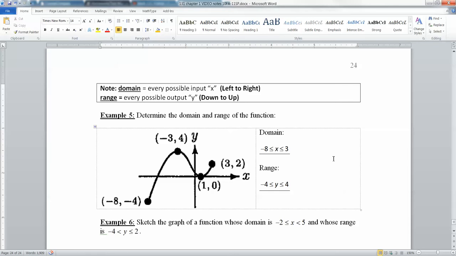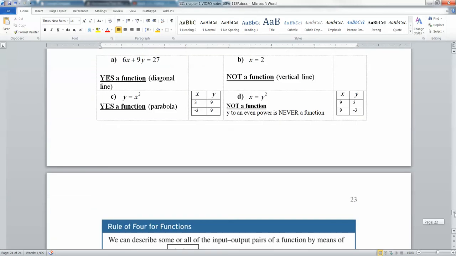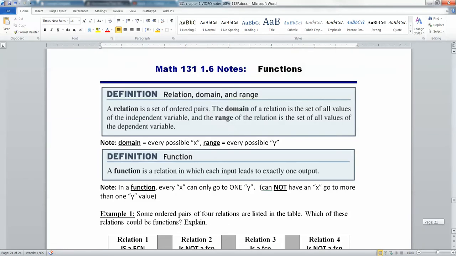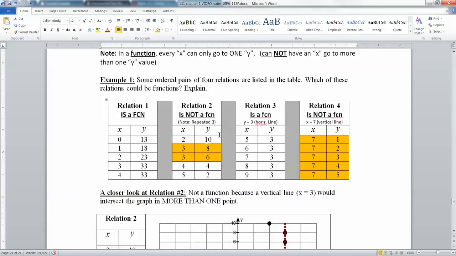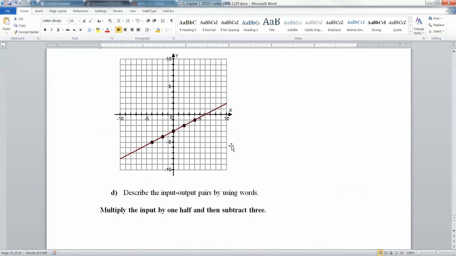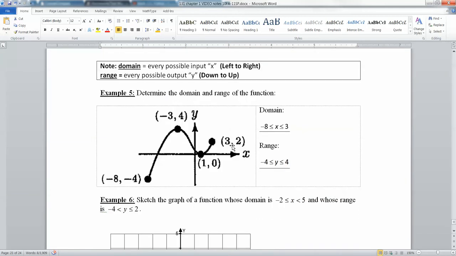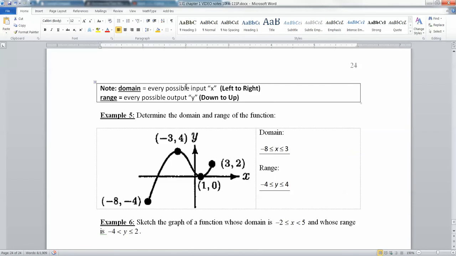Okay, so I wanted to go back and remind you what I said at the beginning of this section, which is that the domain is all the possible values of the independent variable, which is sort of like your x. I wrote that right here, every possible x. And then the range is all the possible y values. So when we get down to here, what we're supposed to be doing is finding the domain and the range.